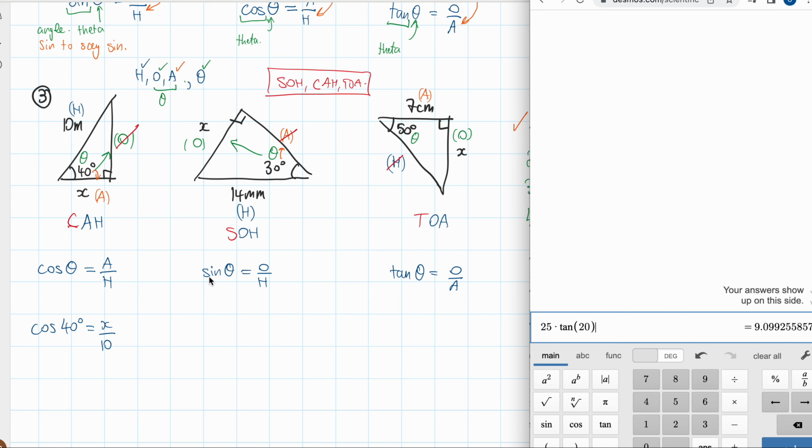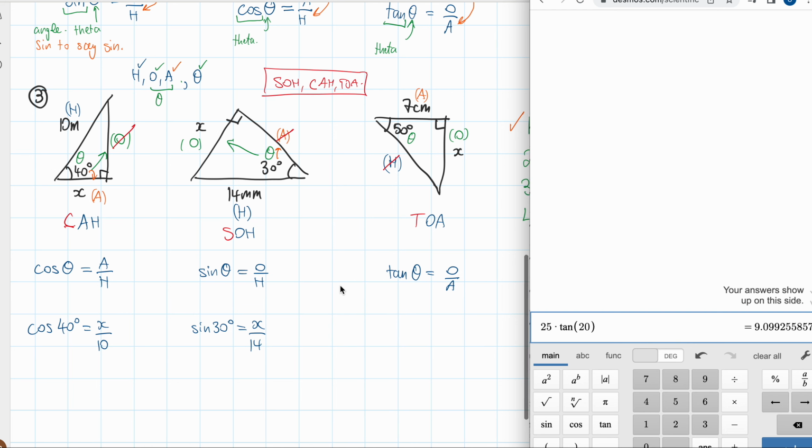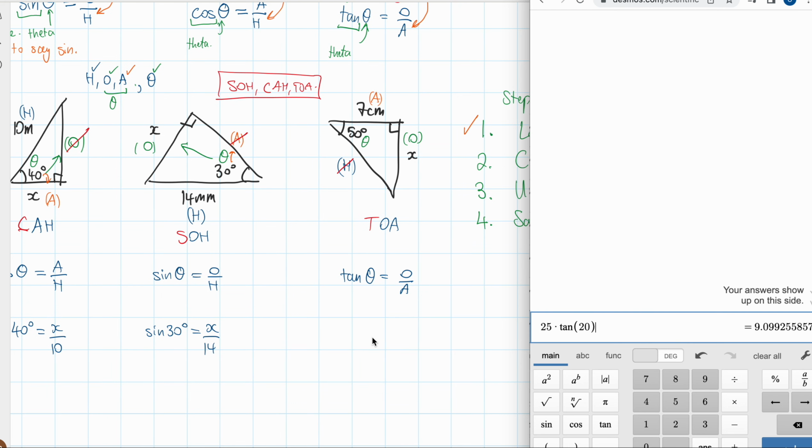Over here, we'll do this one. Our theta in this case is 30 degrees. Our opposite in this case is X. We can see that there. And our hypotenuse is 14. The last one is tangent. Tan, and our angle is 50 degrees. The opposite side we can see is X, and the adjacent side we can see is 7.